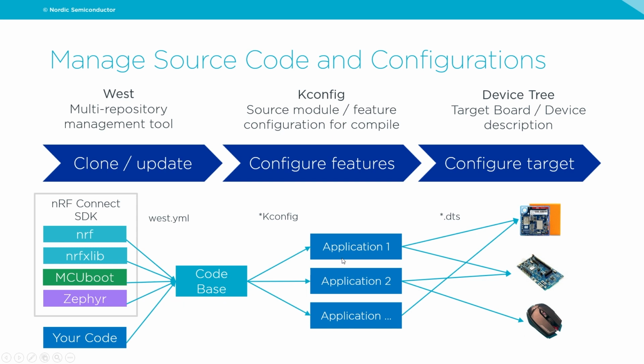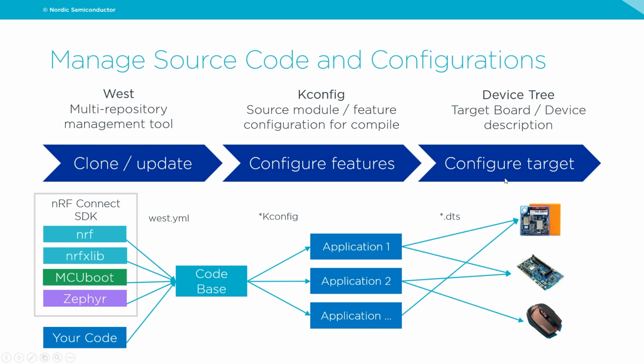And then, for the different applications, you can then use kconfig. So that basically stands for Zephyr kernel config, and that's how you can set up the different features for the different applications. So if you need to use, let's say, GPS on one of the applications, that's how you can set up that feature using kconfig.